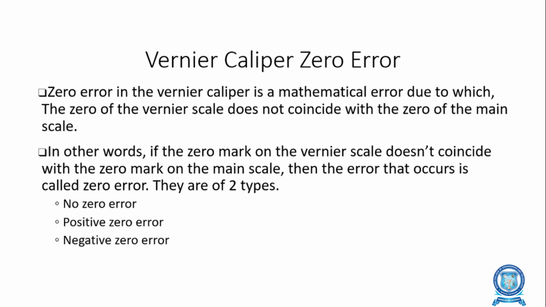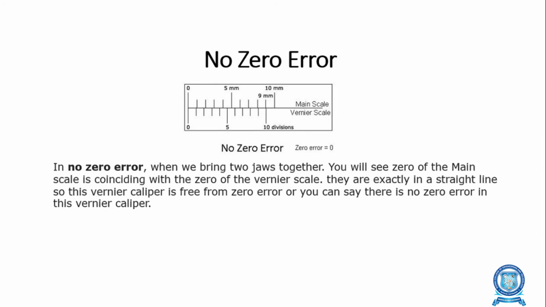So what is vernier caliper zero error? We should know about vernier caliper zero error. There are three different types of zero errors: no zero error, positive zero error and negative zero error. So we should know what no zero error means. No zero error is when we bring the two jaws together.